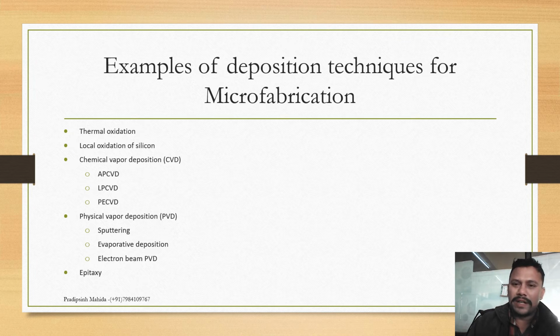Examples of deposition techniques for microfabrication. These are the microfabrication techniques: thermal oxidation, local oxidation of silicon, chemical vapor deposition, which has other variants: APCVD, LPCVD, PECVD. Physical vapor deposition has three other parts: sputtering, evaporation deposition, electron beam PVD, and epitaxy.